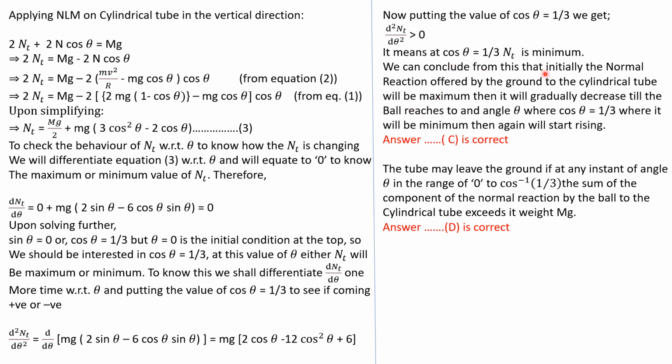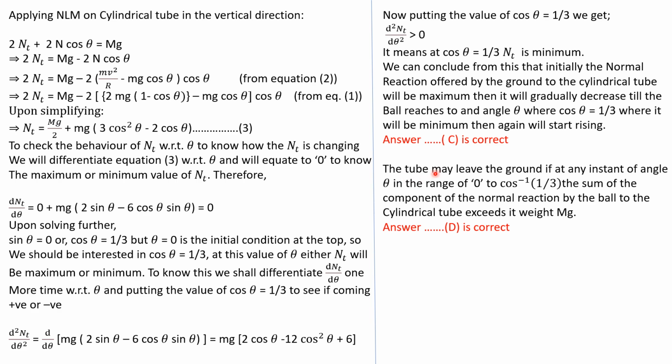So we can conclude from this that initially the normal reaction offered by the ground to the cylindrical tube will be maximum when the balls were stationary. Then it will gradually decrease till the ball reaches an angle where cos theta is equal to 1 by 3, where it will be minimum, then again it will start rising. So answer C will be one of your choices. So answer C is correct.